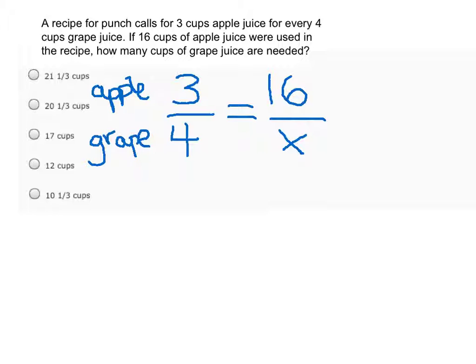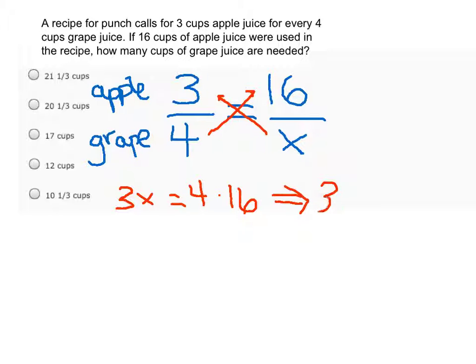Now, when solving a proportion, remember that we are going to cross multiply, so we get 3x equals 4 times 16. And if we simplify this a little more, we have 3x equals 64. Now we want to solve for the x, so we want to divide each side by 3.